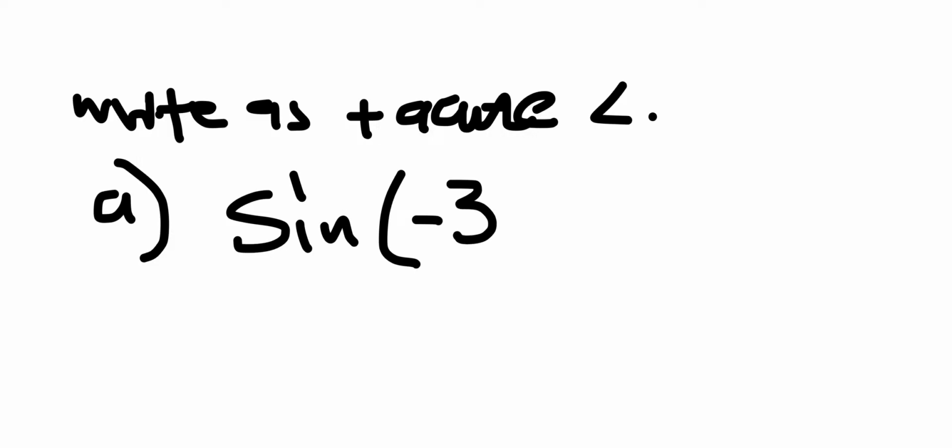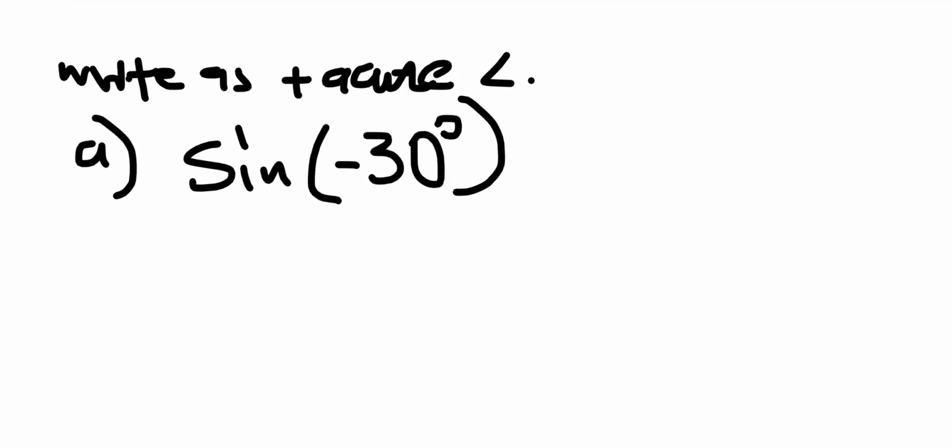sine of negative 30 degrees. Yes, let's say you are given that. Okay. What did I say about negative angles? We assume them to fall in the fourth quadrant. But most importantly, remember that it is an angle that is given to you as a negative angle. So the question wants us to rewrite it as a positive angle.